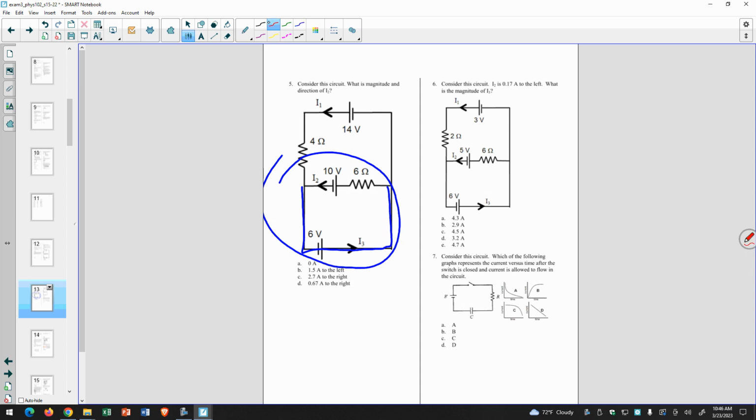Now I can pick a point to start. I'm going to start right here. We'll go in this direction. I have 6 minus 6 I2 minus 10 is equal to 0. And I solved that for I2. Negative 4 minus 6 I2 equals 0. I2 is equal to 4 over negative 6, or negative 2/3, or negative 0.67. So it should be 0.67. And notice I chose I2, or I was told I2 is to the left, but it's really to the right. So D is the right answer, 0.67 amps to the right.